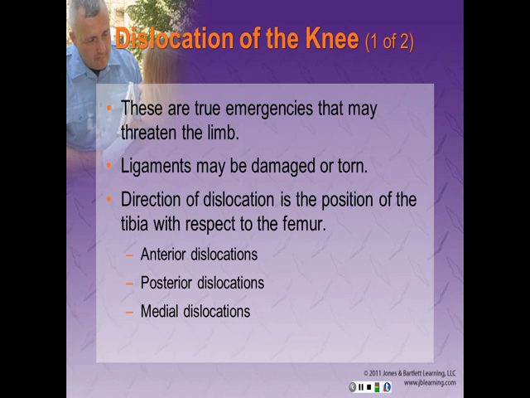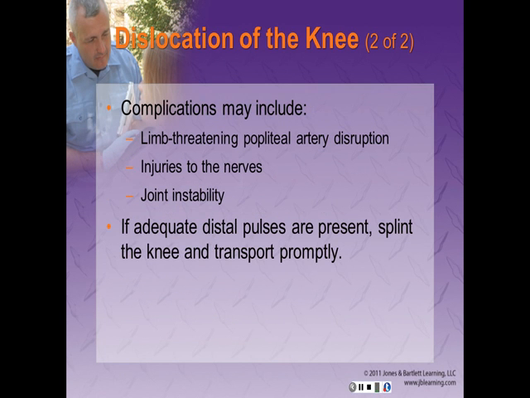In posterior dislocations, a direct blow to the knee forces the tibia to shift posteriorly, and medial dislocations result from a direct blow to the lateral part of the leg. Patients will typically complain of pain in the knee and report that the knee gave out. Complications include limb-threatening popliteal artery disruption, injuries to the nerves, and joint instability.